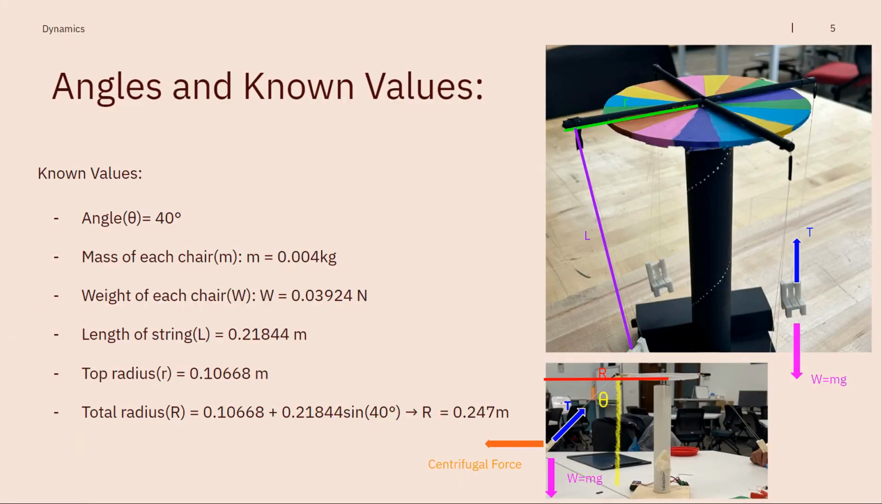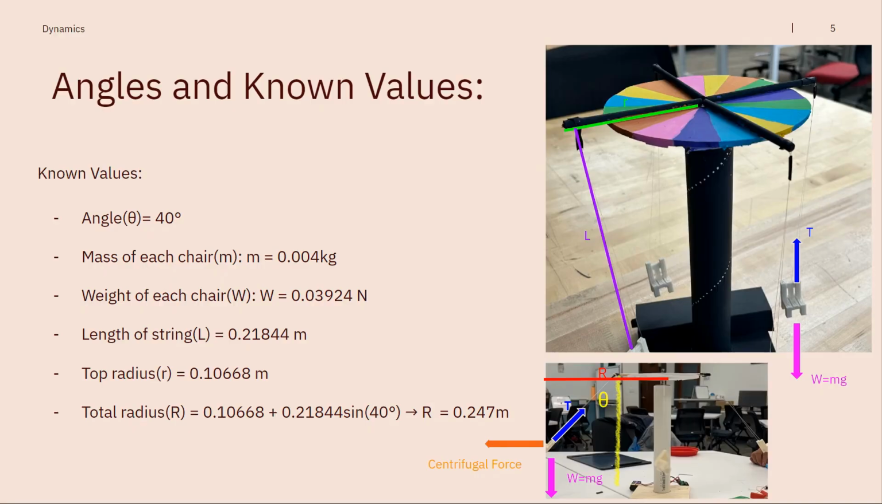And then we needed to find our angle and known values for this product. So by doing this, we found our angle when we paused the video, and we noticed that the angle came out to be 40 degrees. And then the mass of each chair, of which there were 4 chairs, each of those chairs weighed 0.004 kilograms. We used the food scale to figure out the mass.